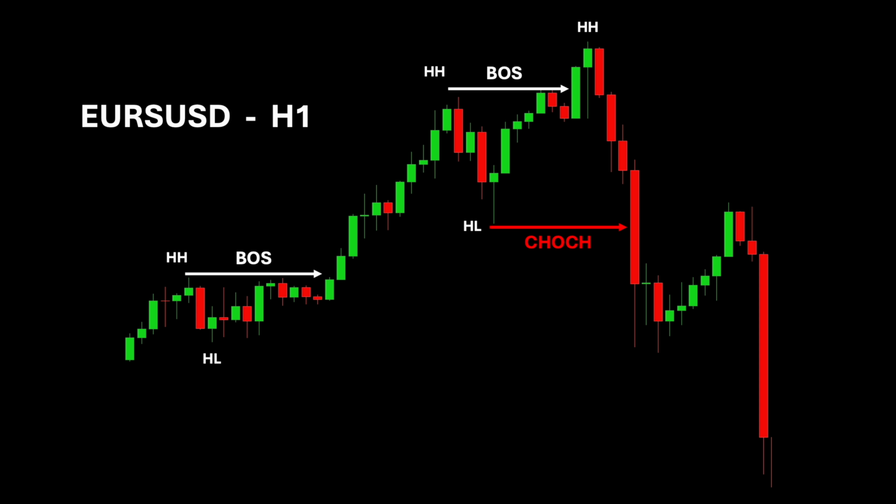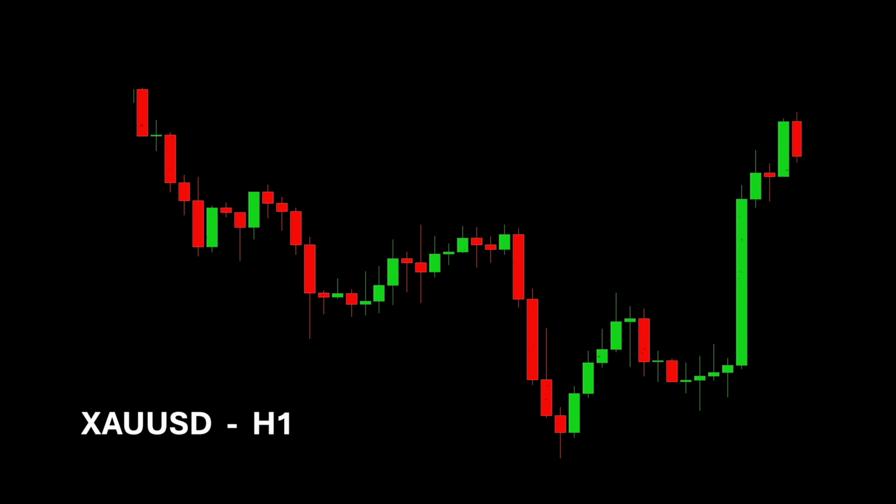And what happens after? Price starts making lower highs and lower lows. The trend has completely reversed from bullish to bearish. The change of character was the early warning that gave us this information before the full reversal was confirmed. This is the power of reading change of character correctly. You don't wait for the full reversal to be obvious to everyone. You catch it early.